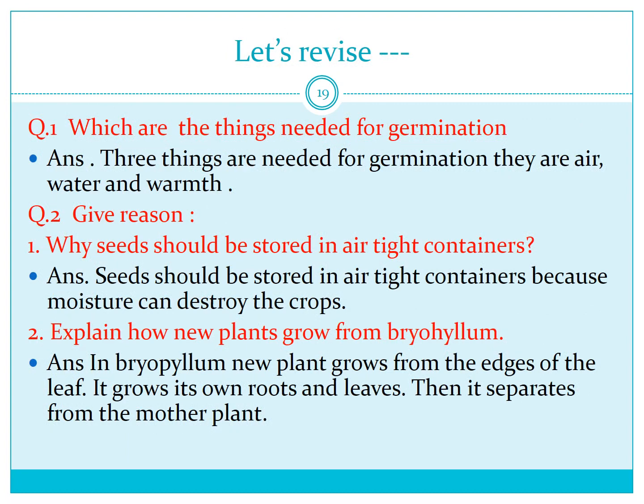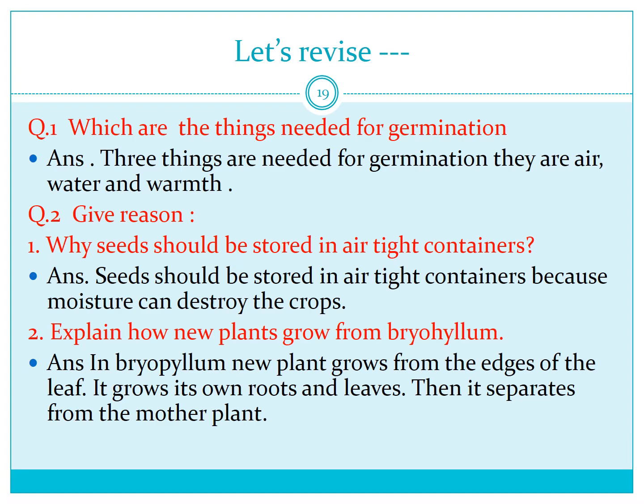Let's revise. Which are the things needed for germination? 3 things are needed for germination. They are air, water and warmth. Give reasons why seeds should be stored in airtight containers. Seeds should be stored in airtight containers because moisture can destroy the crops.